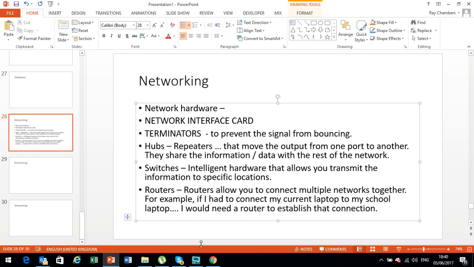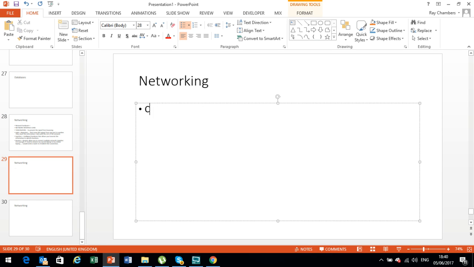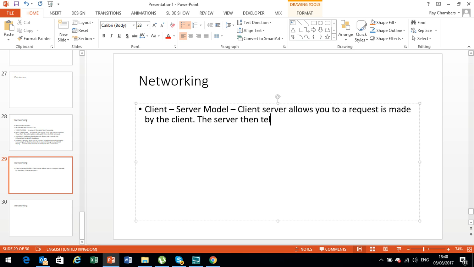There are different models you need to be aware of. There's the client server model. A request is made by the client, the server then says yes or no. Then you've also got peer-to-peer, where no single computer has higher status on the network; they have equal status.